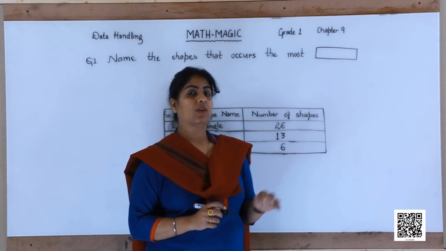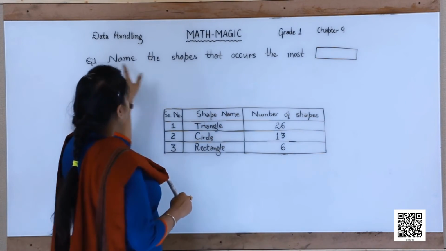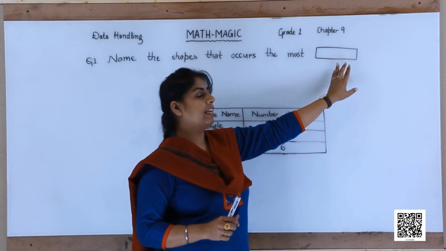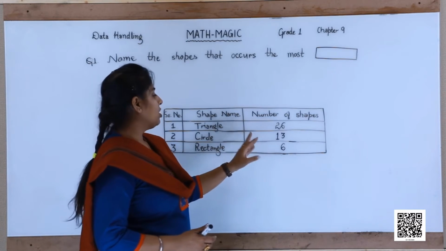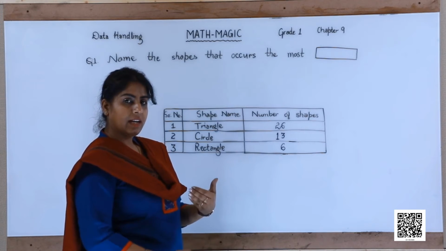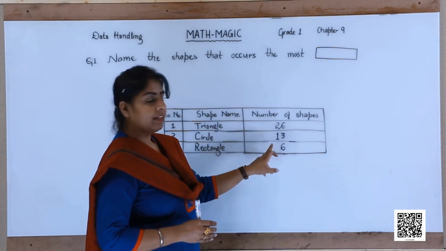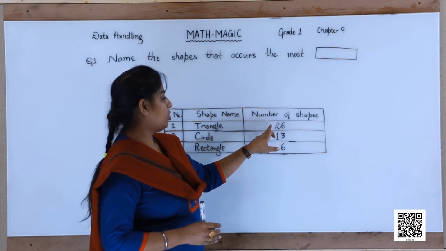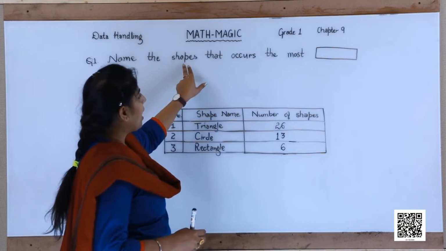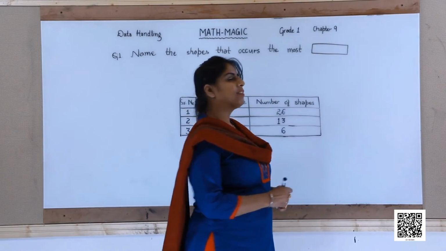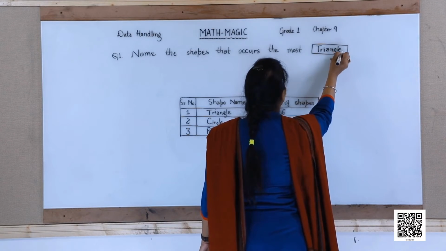So, dear children, once you have your data with you, you can answer any question. Let's try this one. Name the shapes that occur the most. We have to write the name of the shape that has occurred the most. So, for that, we will check which shape has occurred most frequently. How many times? So, this means we will see where is the greatest number. Yes, it is 26. And what is the shape? Yes, it is triangle. So, the answer to this is the shape that occurs the most is, let's write triangle here. Triangle.